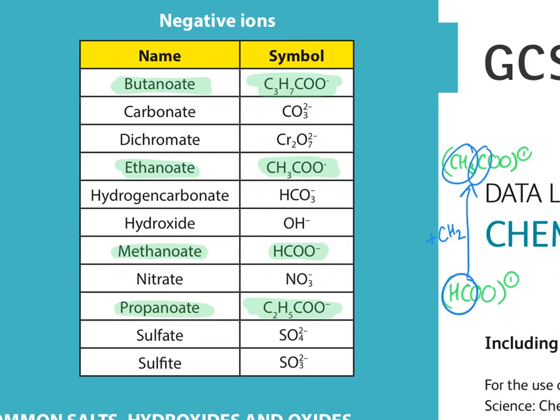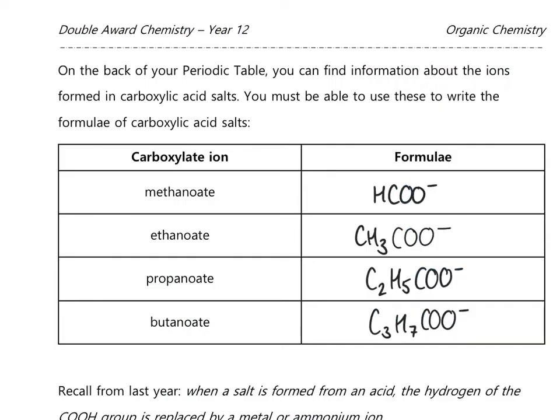So what I'd like you to do is to fill those formulas into your notes now. So pause the video and write those formulas into your notes for the methanoate ion, the ethanoate ion, the propanoate ion, and the butanoate ion. So remember, you need to be familiar with these formulae. You need to be able to use them, but you don't need to be able to memorise them because they will be on the back of your periodic table.